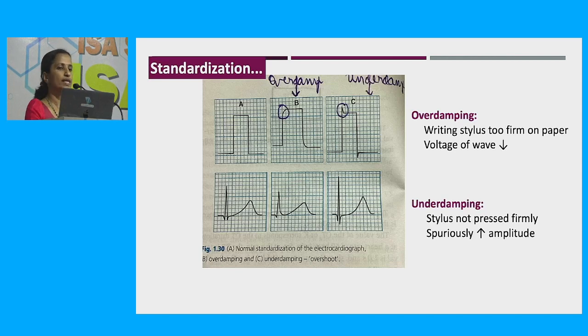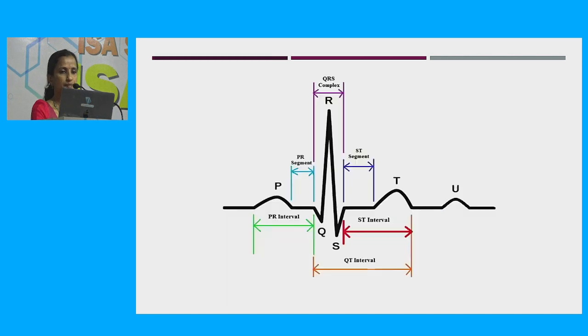And another is the overdamping and underdamping. This also is often asked in the examination. How this happens is the writing stylus of the ECG machine: if it is pressing too much on the paper, that causes overdamping, and the voltage of the wave will be decreased. In underdamping, the stylus of the machine is not pressed correctly. That means you will get a spuriously increased amplitude. So this has to be remembered, overdamping and underdamping.